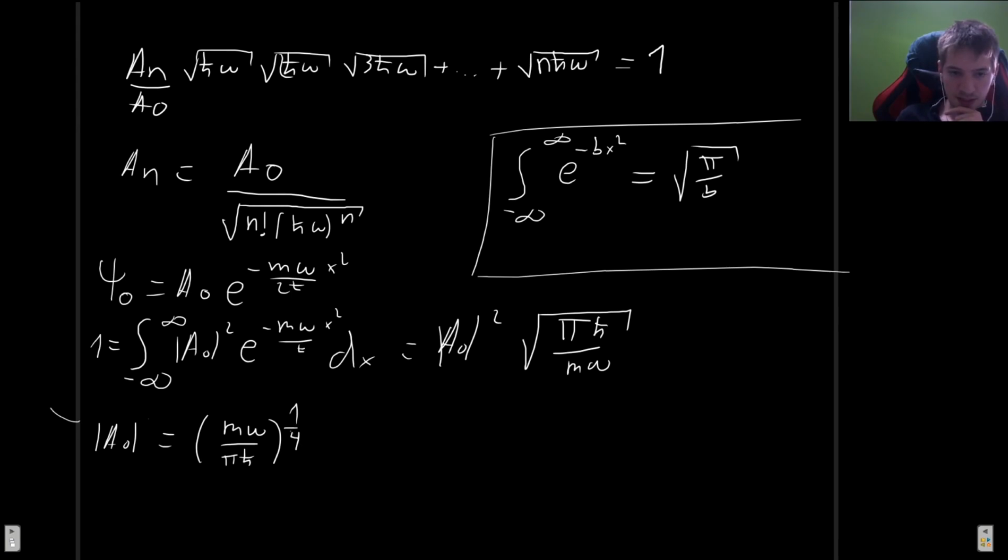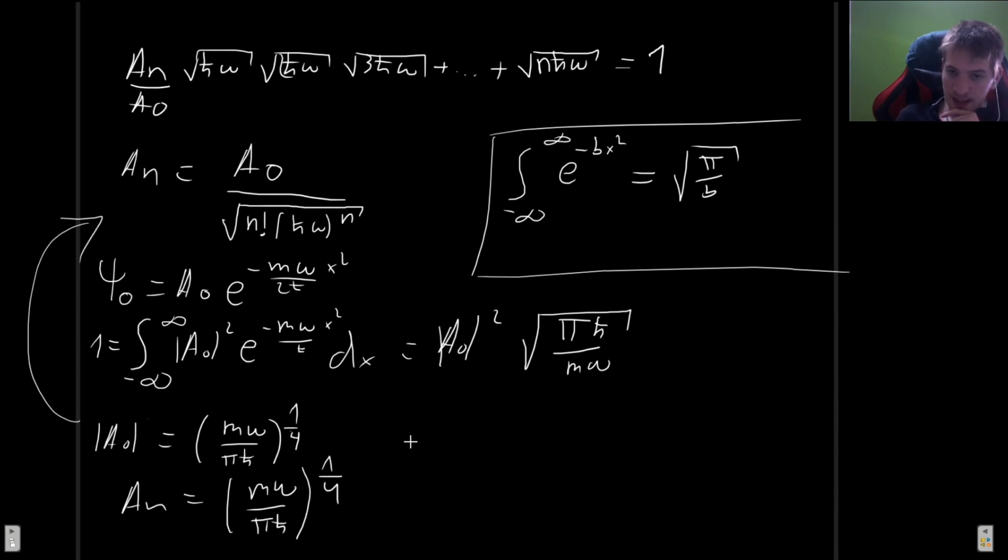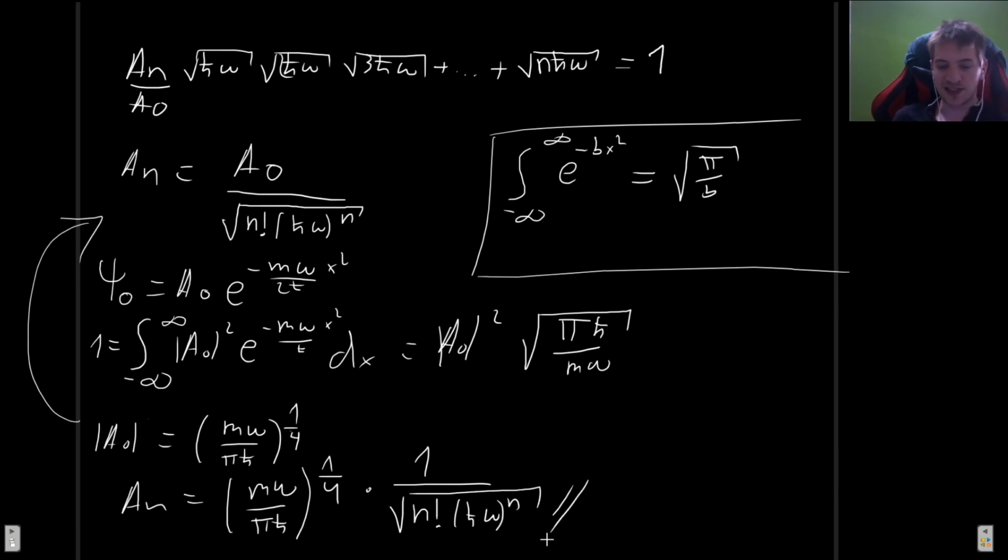Okay, so let's put this back into our formula for a_n. We're going to see that a_n is then m omega divided by pi h bar to the 1/4 power, multiplied by 1 divided by the square root of n factorial times h bar omega to the nth power. Okay, so this is the normalization constant that we were looking for.